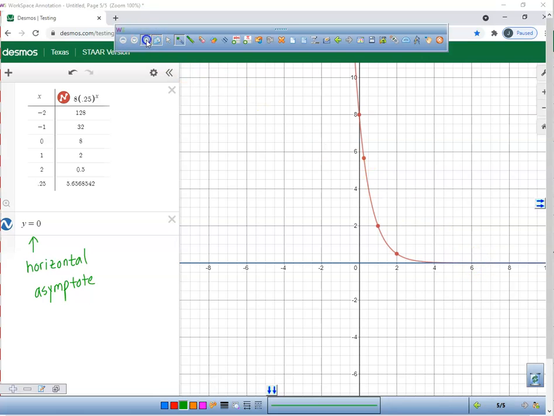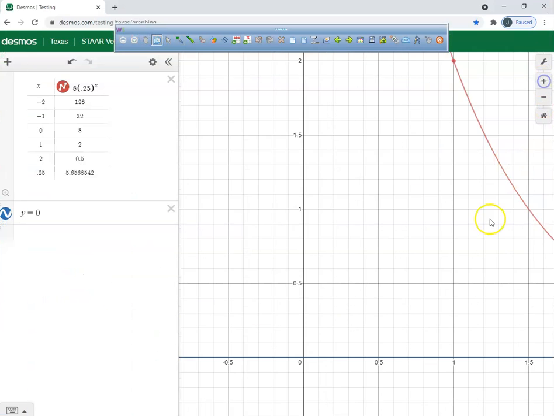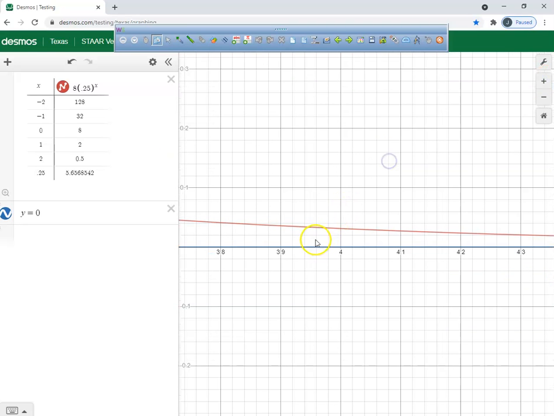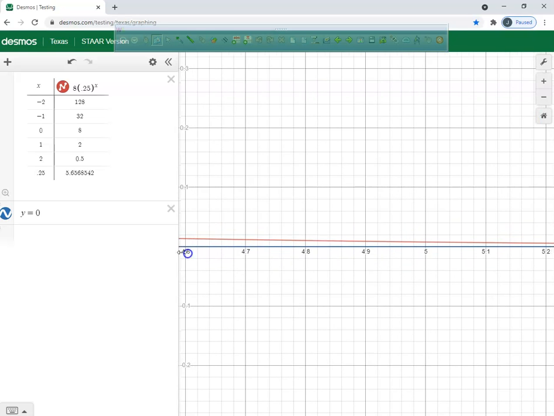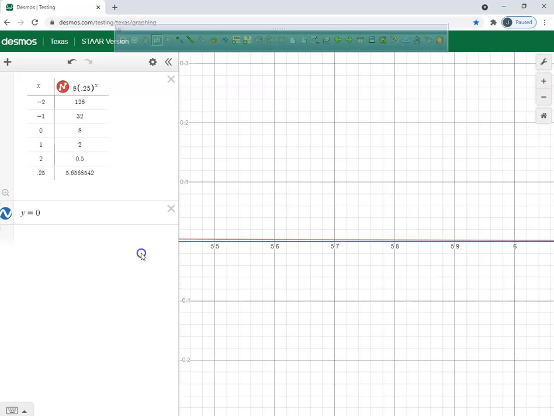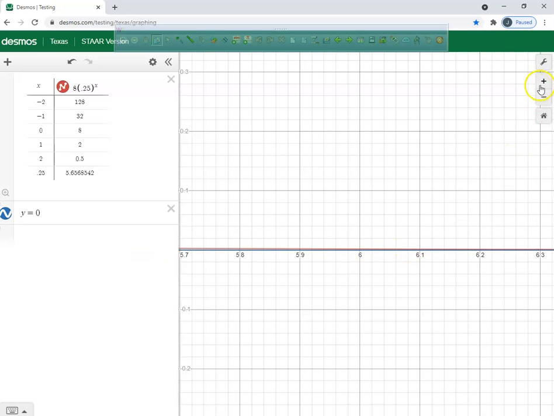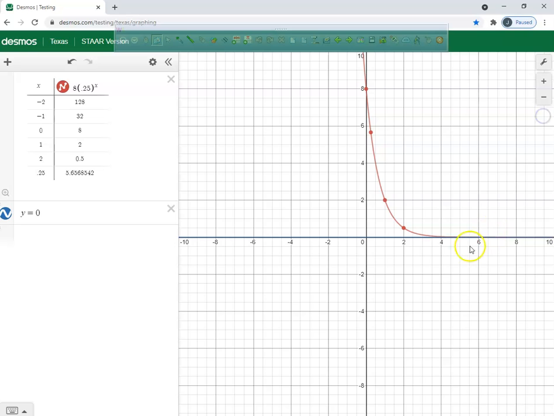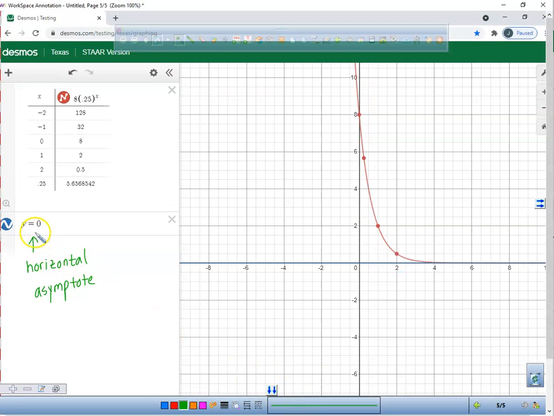But let me explain to you something. You can actually, if you zoom in far enough, do you see how this graph never actually touches it? So it looks like it touches it, right? It's getting closer and closer and closer. Now it looks like it's almost there. But if we zoom in even more, does it ever actually touch it? No. That's what's called a horizontal asymptote at y equals 0.